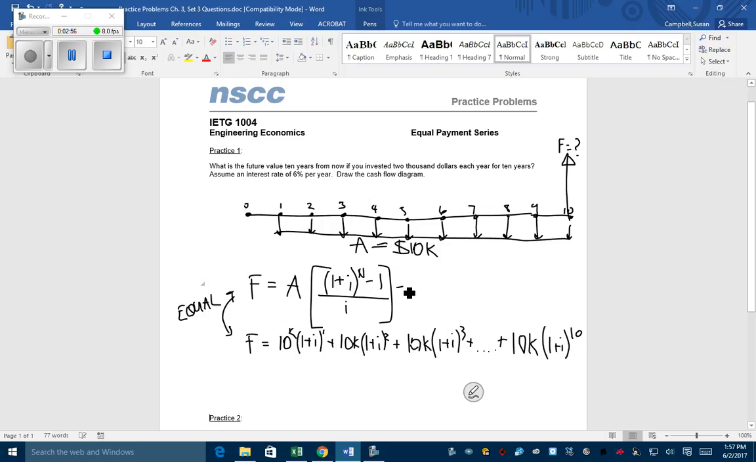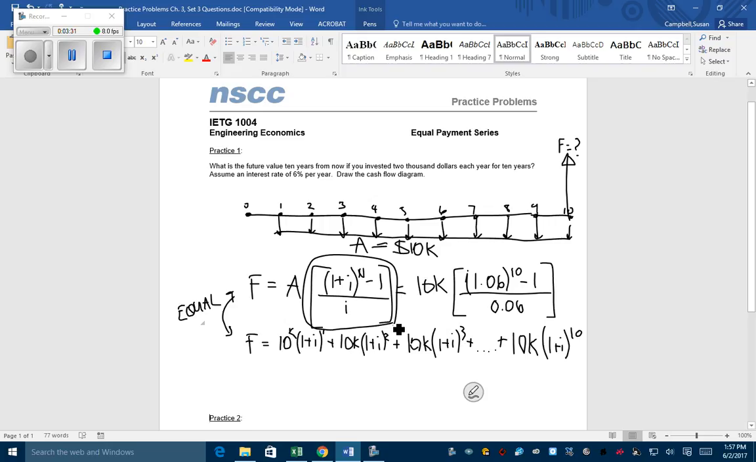So if I input the information into here, I'd have $10,000 multiplied by (1.06, and 6% is my interest rate, to the power of 10, minus 1), all over 0.06. Now, the other thing that you've learned is that this factor here can be looked up in an interest table.